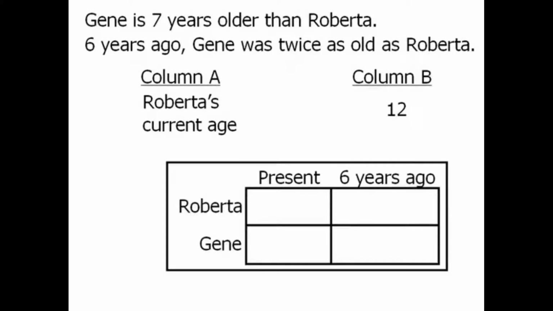Okay, for questions involving present and past ages, I like to set up a table. For this question, we'll let X equal Roberta's present age. And since Jean is 7 years older than Roberta, X plus 7 will represent Jean's present age. Now, if Roberta's present age is currently X, then 6 years ago, her age would have been X minus 6. Similarly, if Jean's present age is X plus 7, then 6 years ago, his age would have been X plus 7 minus 6.